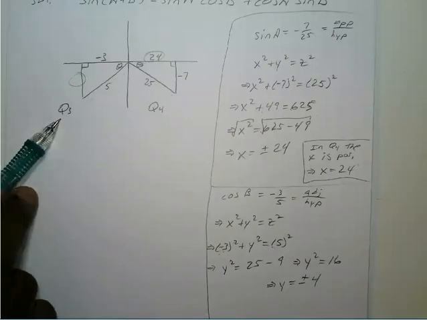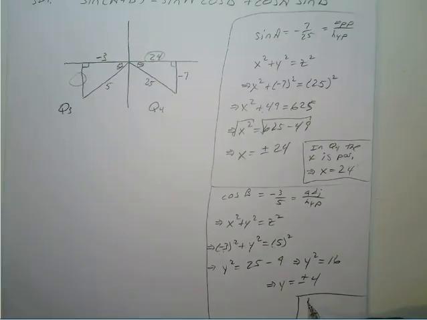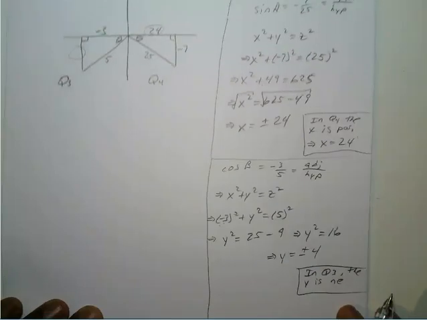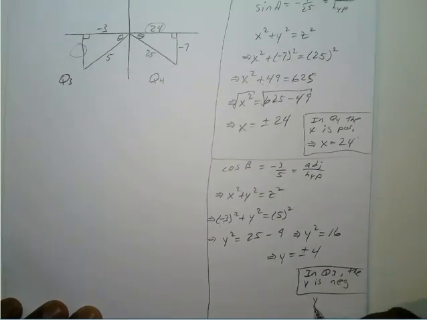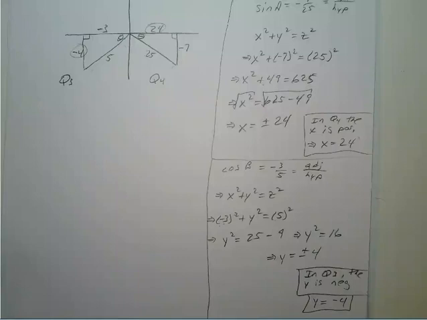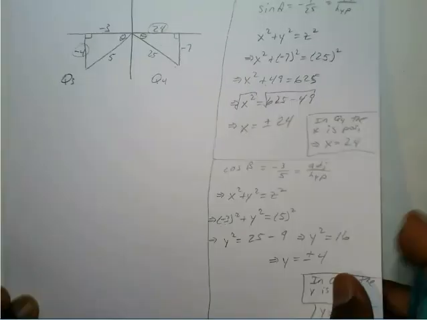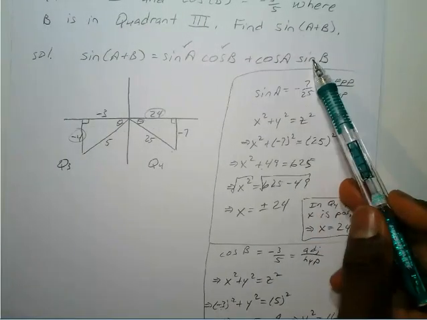Okay, so we see in quadrant 3, our y is negative because it's below the x-axis. So we see here in quadrant 3, the y is negative. That means that y is equal to negative 4. Okay, so this is your negative 4. Okay, so now we get all of these. We use this information in those triangles to find our missing cosine of A and sine of B.